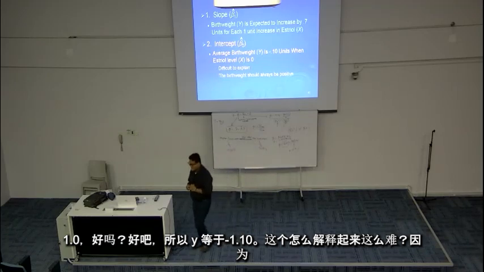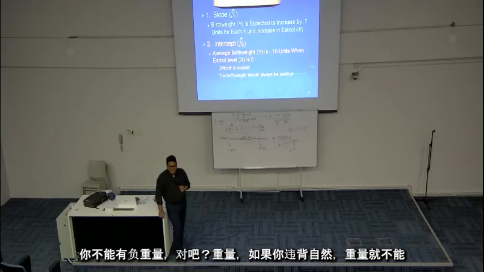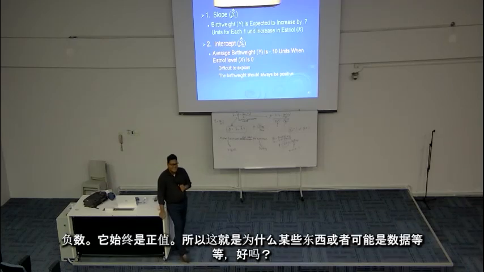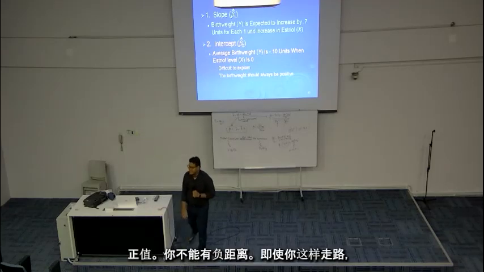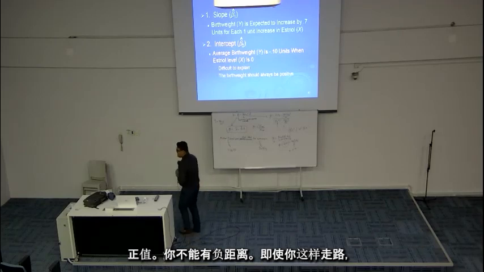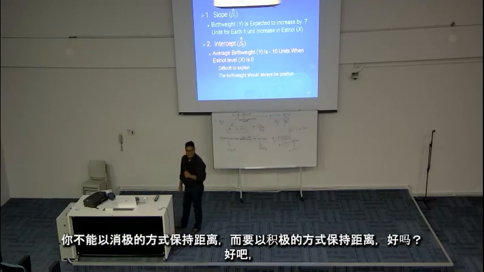How is this one difficult to explain? Because we cannot have a negative weight, right? Weight, by nature, cannot be negative. It is always a positive value. So that's why maybe something is wrong with the data. It is difficult to explain because weight is always a positive value. Distance is also always a positive value. You cannot have a negative distance, even though you walk backward. You cannot have distance in the negative way, it is always positive.